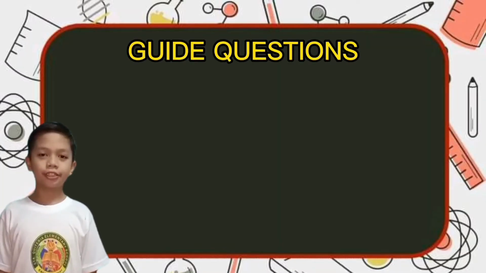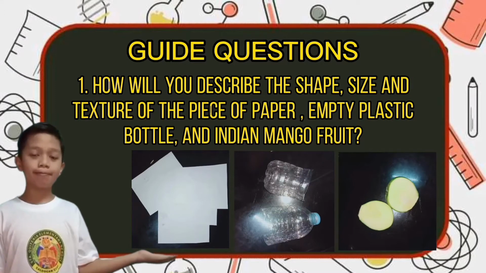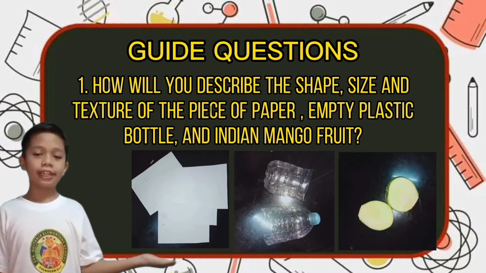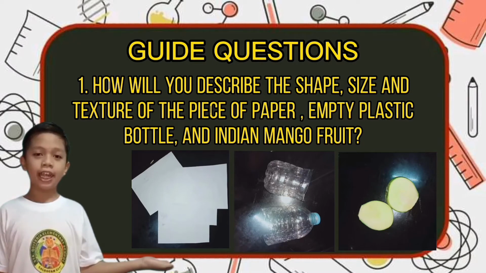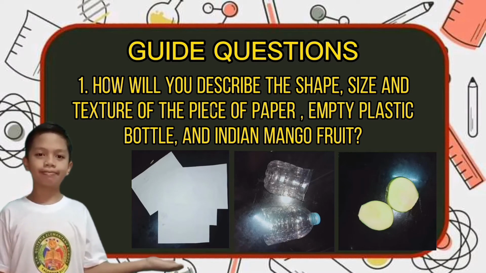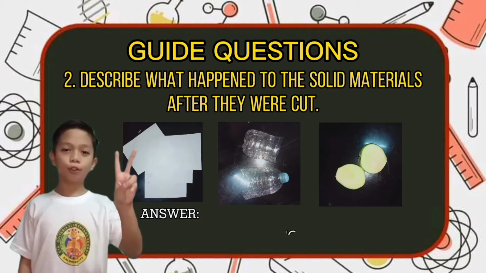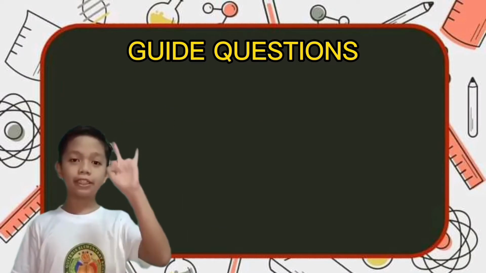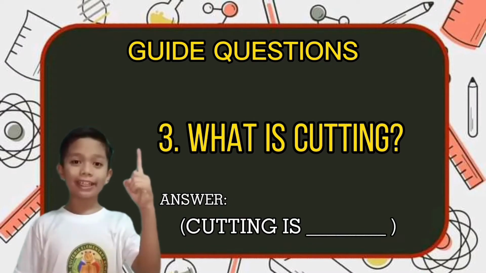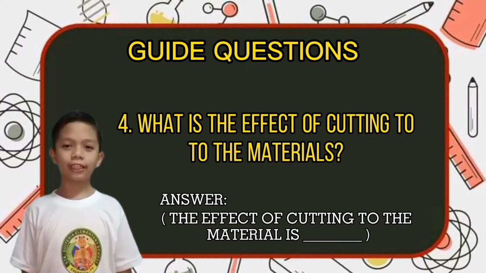Guide questions. Number 1. How will you describe the shape, size, and texture of the piece of paper, empty plastic bottle, and Indian mango fruit? Number 2. Describe what happened to the solid materials after they were cut. Number 3. What is cutting? Number 4. What is the effect of cutting to the materials?